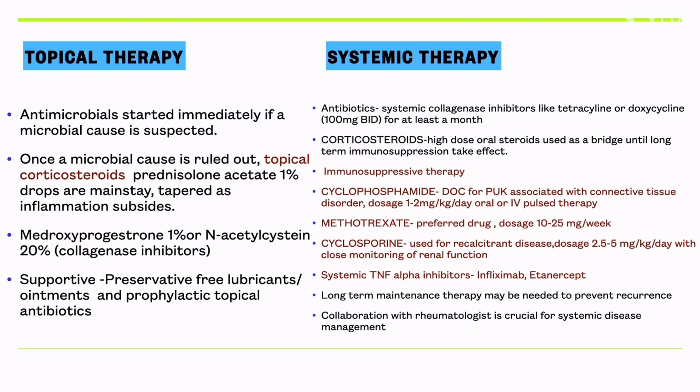Starting with the topical therapy, we start antimicrobials immediately if the infection is suspected, and once the infection is ruled out, topical corticosteroids like prednisolone acetate 1% is the mainstay, which is used 4 to 6 times a day, and once the inflammation has settled down, it is tapered down.